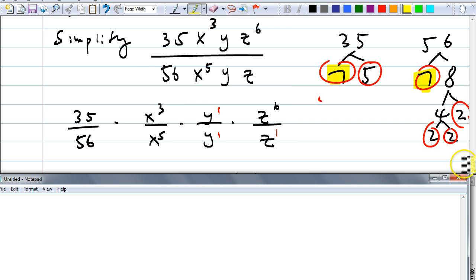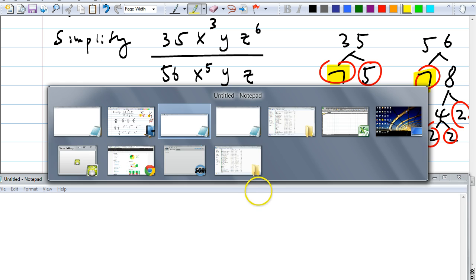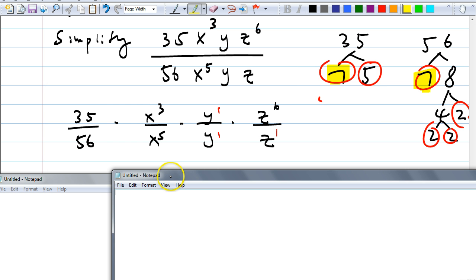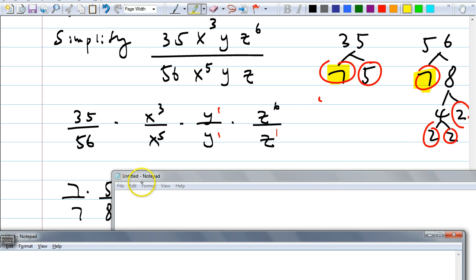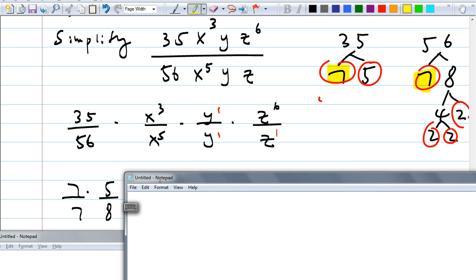Go ahead. First of all, 35 over 56. What goes into 35 and 56? 7. So you know what? I even did it this way. Remember how I separated them? I even did it like a factor tree. Do you have to do that? If you see it, no, you don't have to. So I did it like this: 7 over 7 times 5 over 8. Is that okay? Or you could just divide top and bottom by 7. That's fine. Okay, so you get 5 over 8.